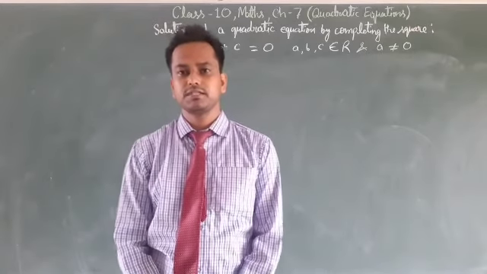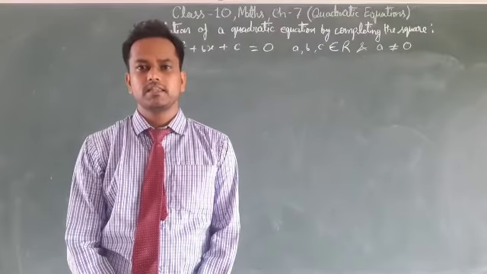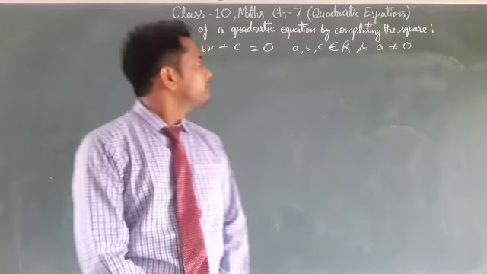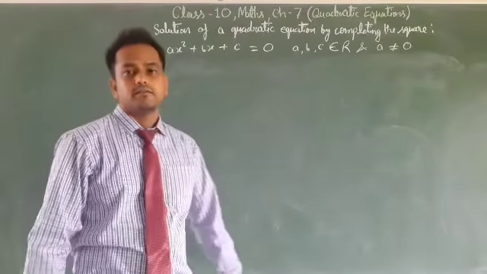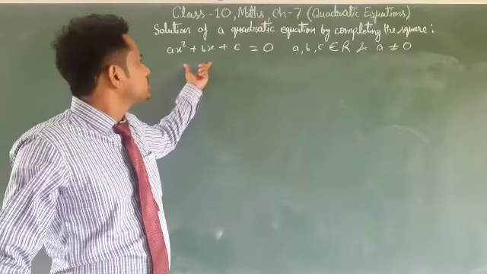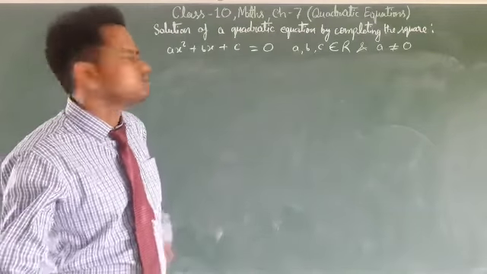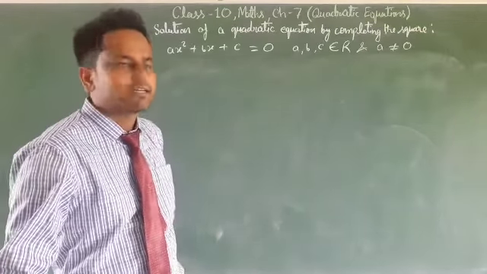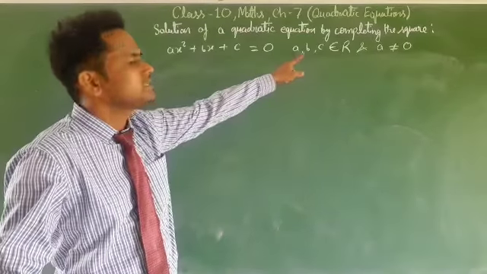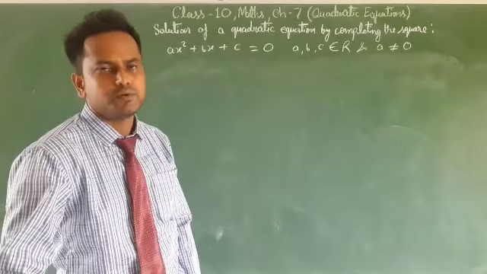Today I am going to teach you the solution of a quadratic equation by completing the square. Here, let's take the general quadratic equation, that is ax square plus bx plus c is equal to 0. It is a general quadratic equation in which a, b, c belong to real numbers and a cannot be 0.